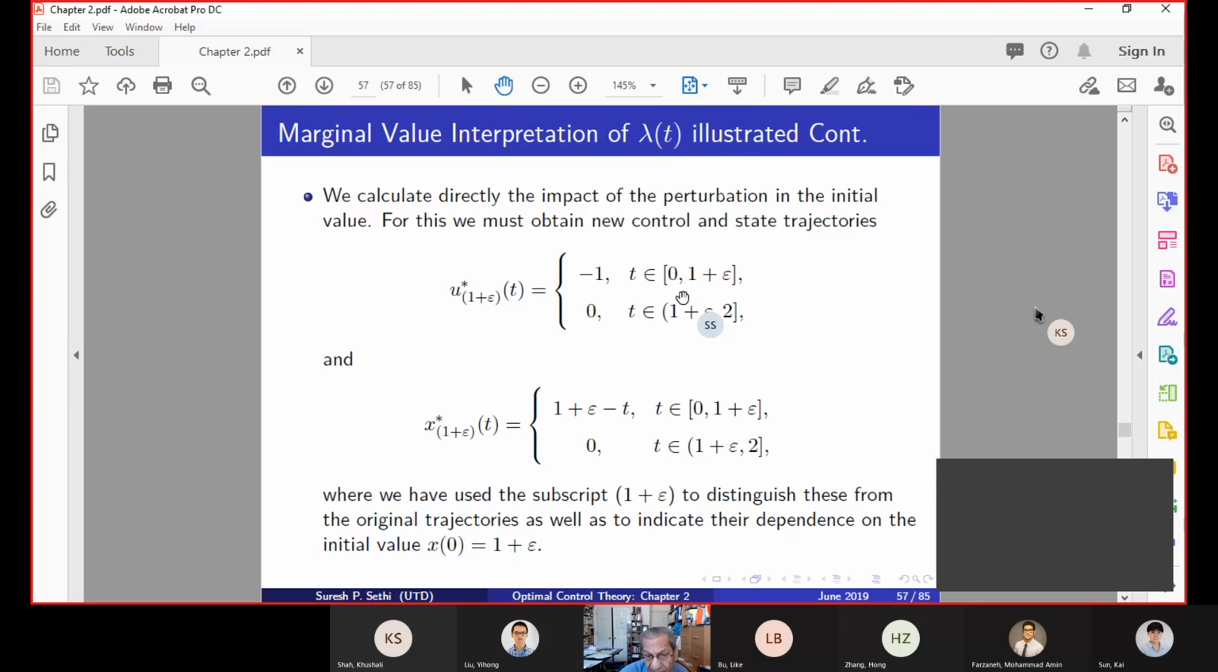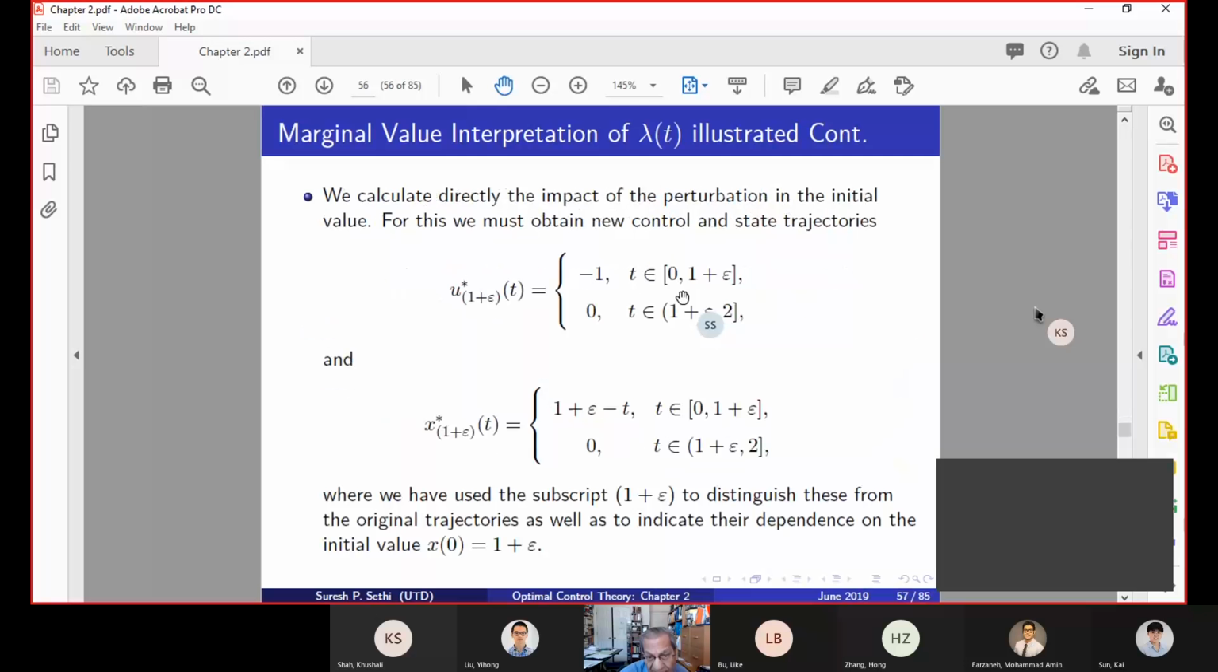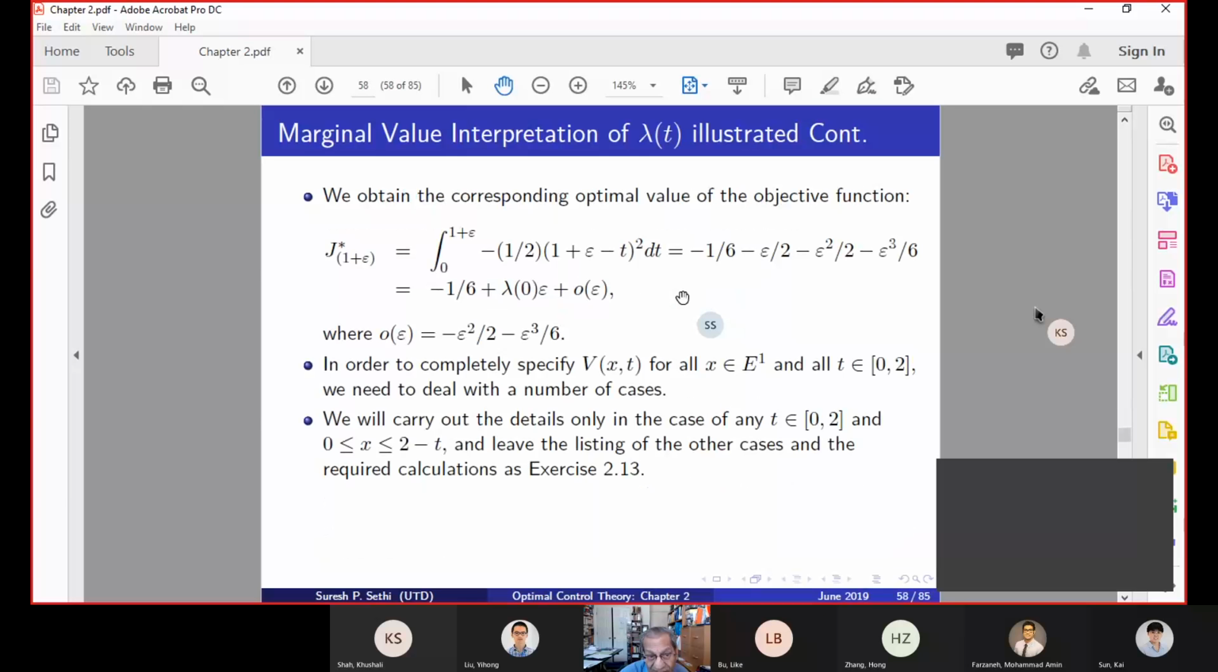And now, once I have the trajectory, I can do the objective function. And you can see the objective function is exactly this. But as epsilon goes to 0, these two guys will go to 0. So I'm left with exactly this form.